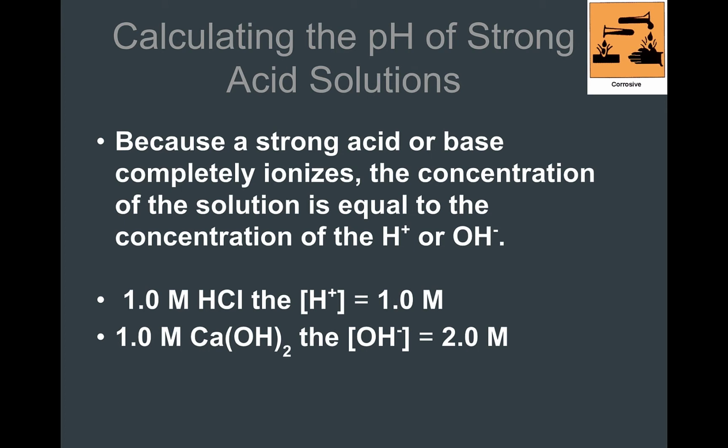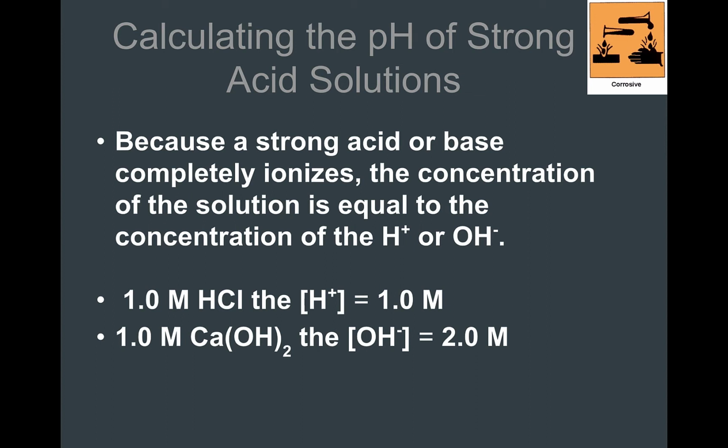If you have a strong acid or base, those completely ionize, or completely split apart. So the concentration of that solution is equal to the concentration of the H+ or the OH-. If you have a 1.0 molar HCl, hydrochloric acid, which is categorized as a strong acid, that's why you learned how to categorize strong acids versus weak acids last week. If you have a 1 molar concentration of it, because it completely dissociates, the H+ is equal to the concentration of the acid. So if you have a 1.0 molar HCl, the H+ is 1.0 molar.